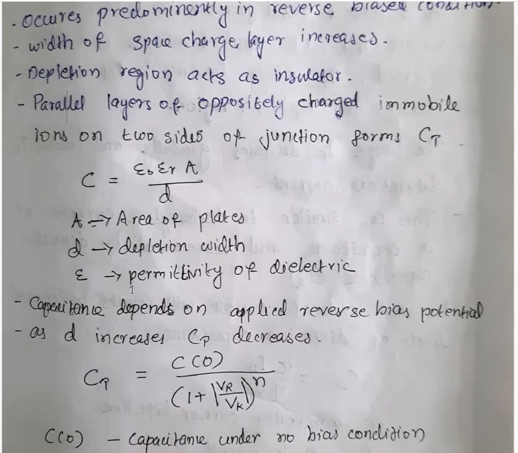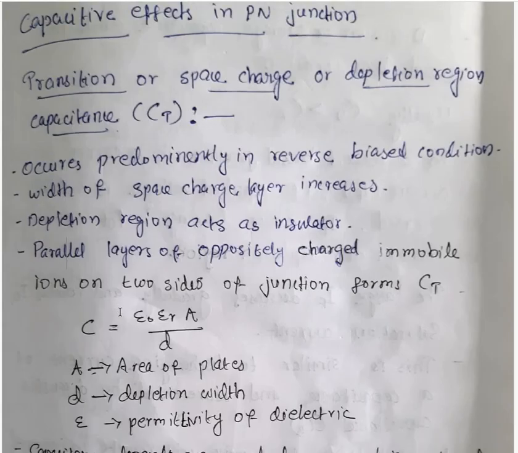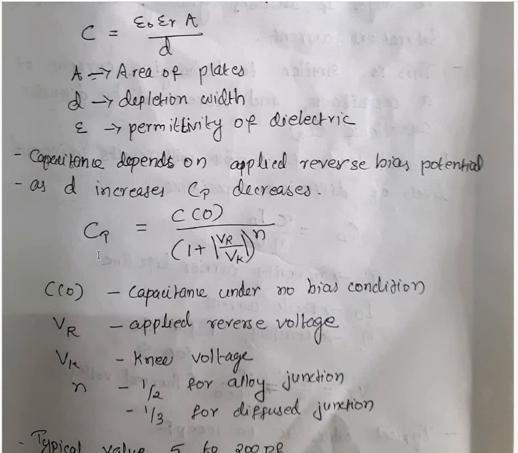So this capacitance is used in many applications and it is called as transition capacitance. It depends on the applied reverse bias potential. The capacitance is maximum at zero reverse bias voltage, since the distance will be minimum at that time.